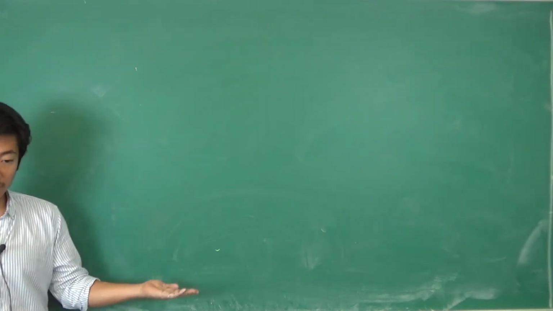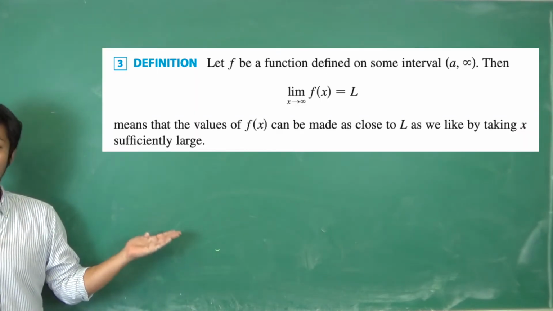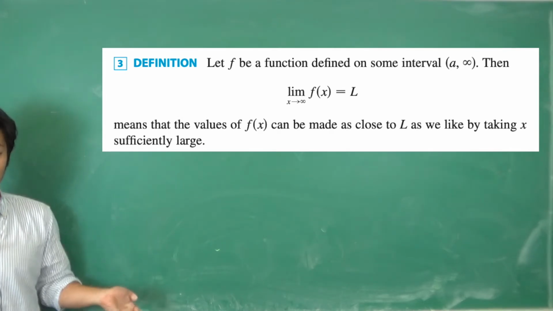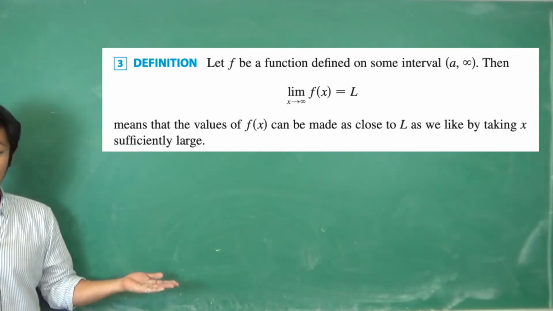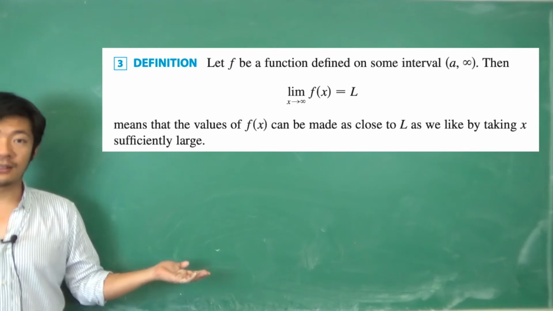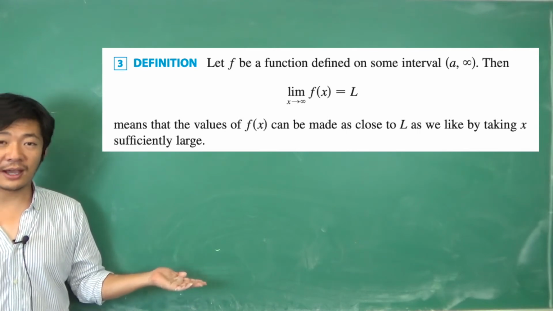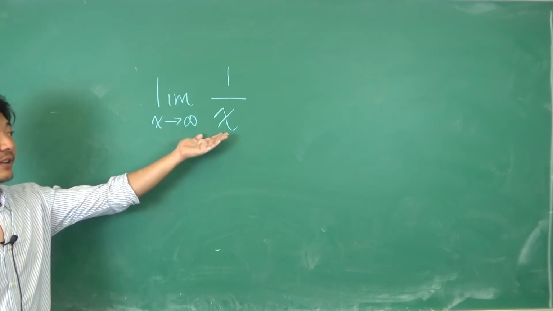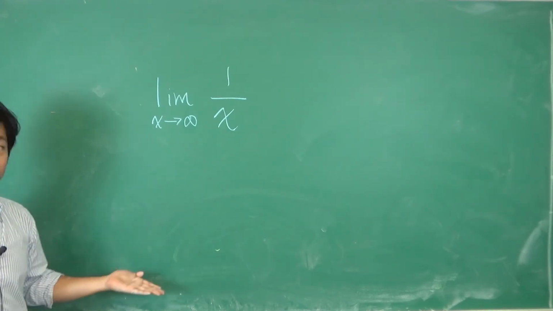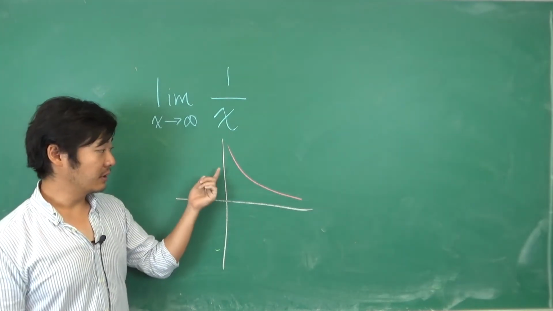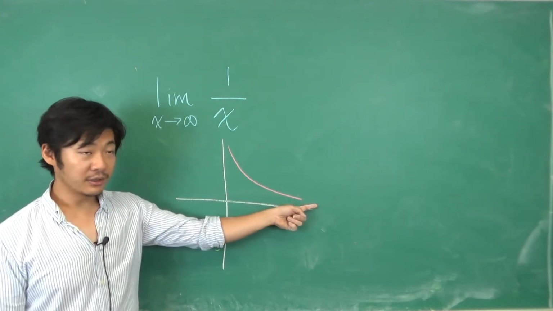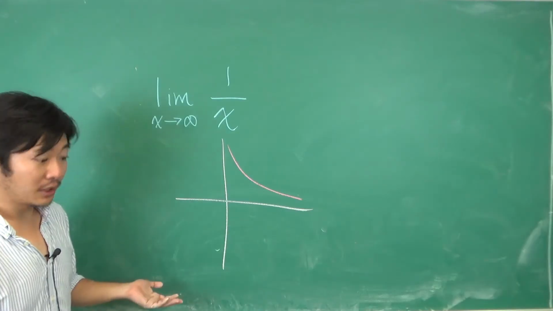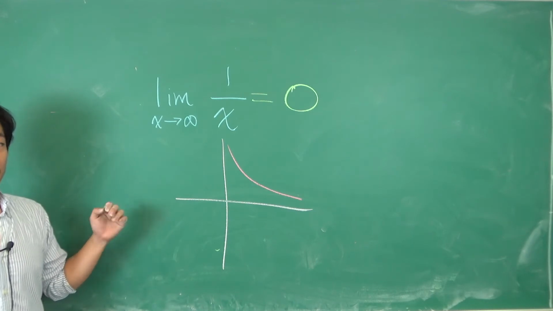So the notation is something like this. The limit as x goes to infinity of f of x, we say is equal to capital L when the function is approaching a certain value as x gets larger and larger. For example, what is happening to the value of 1 over x as x gets larger and larger? Well, here is the graph of 1 over x. As x gets larger and larger, it gets smaller and smaller. So we would say that this limit is equal to 0.